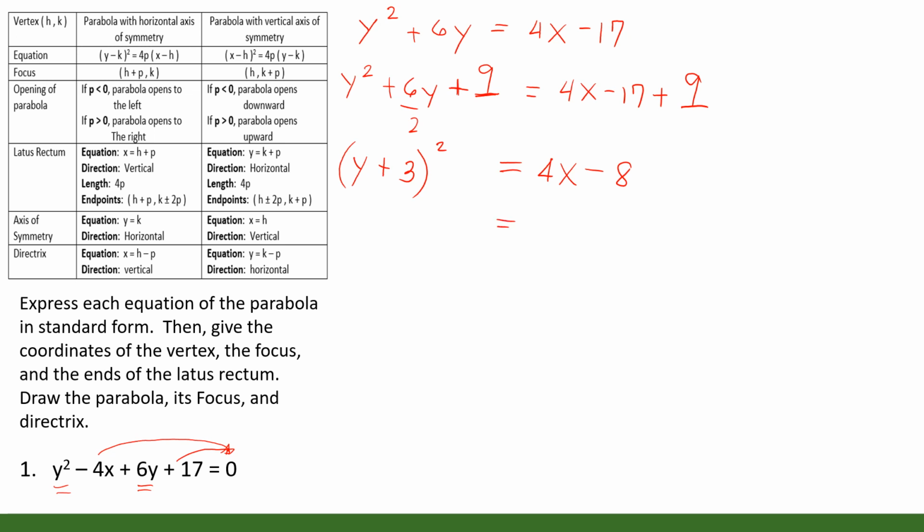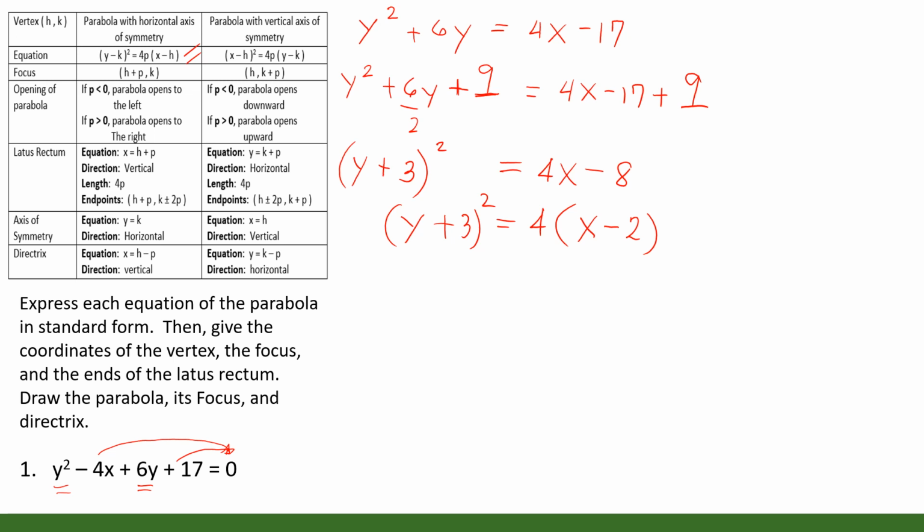And if you notice, 4x minus 8 has common factor 4. So factor it out and then get the remaining factor. 4x divided by 4 is x, and negative 8 divided by 4 is negative 2. And then copy the left-hand side, y plus 3 quantity squared. And if you notice, eto na siya. Y minus k quantity squared equals 4p times the quantity x minus h. Okay?